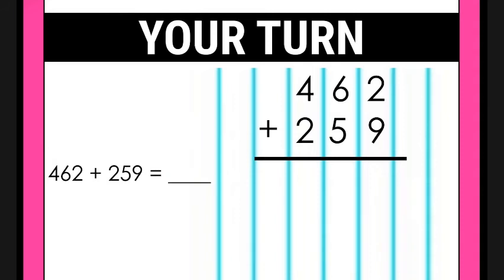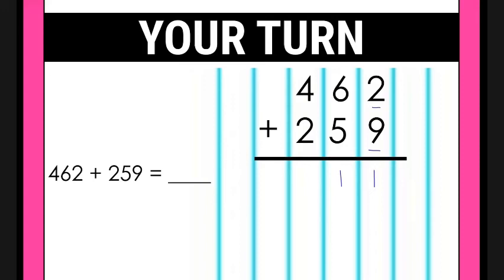Let's do one more together. Let's do 462 plus 259. Write that problem. Line up your ones, line up your tens, line up your hundreds. Now that you have your problem written, let's start in our ones. For our ones, we are going to add 2 plus 9. Write that sum down beneath the problem. Hopefully you wrote 11 with the 1 in the ones and a 1 in the tens.